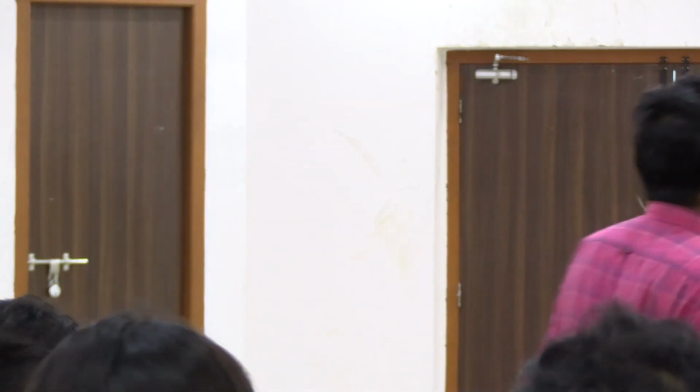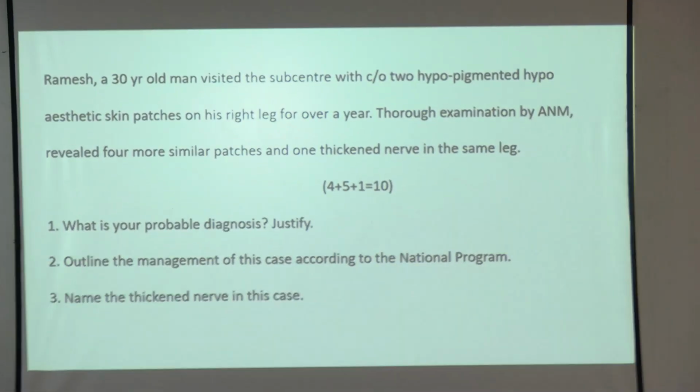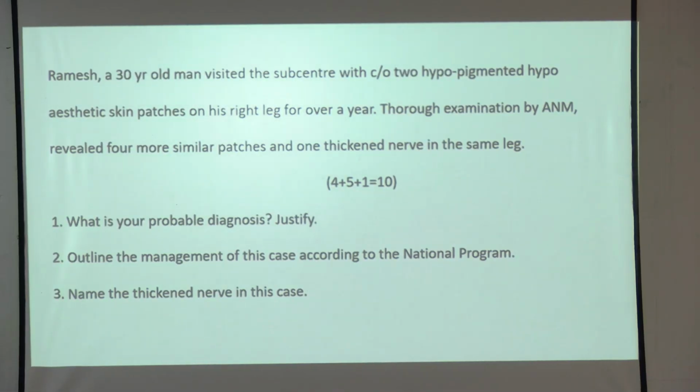I think this is the last one. A 30-year-old man visited the sub-center with complaints of 2 hypo-pigmented, hypoaesthetic skin patches on his right leg for over a year. Thorough examination revealed 4 more patches and 1 thickened nerve in the same leg. Multi-Bacillary, name of the nerve, common peroneal.